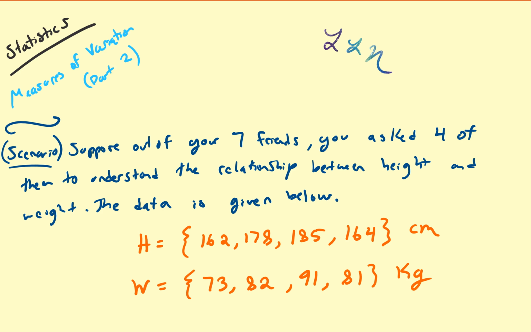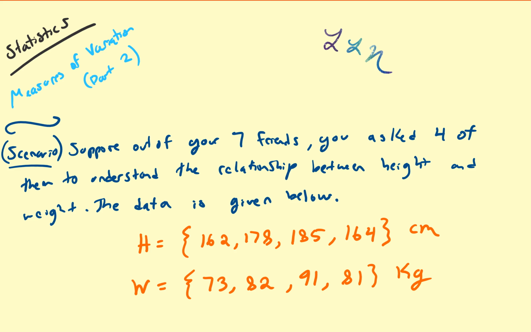Hello, and in this video we're going to do a couple more examples on how to calculate the measures of variation for different data sets, and we'll also describe a couple important properties that pretty much distinguish each of these measures of variation from one another. So for a scenario to walk us through this process, let us assume that you have 7 friends and you ask 4 of them what their weight and their height was, so that you can better understand the relationship between the height and weight of your friends.